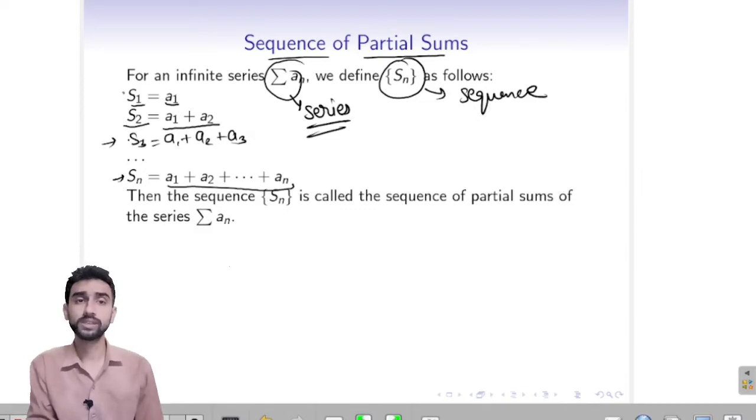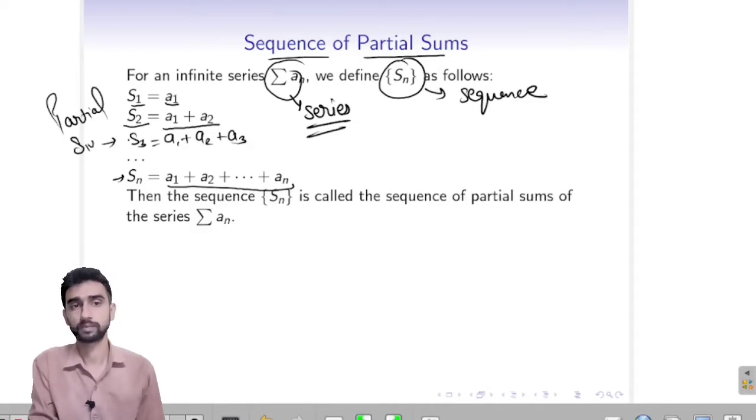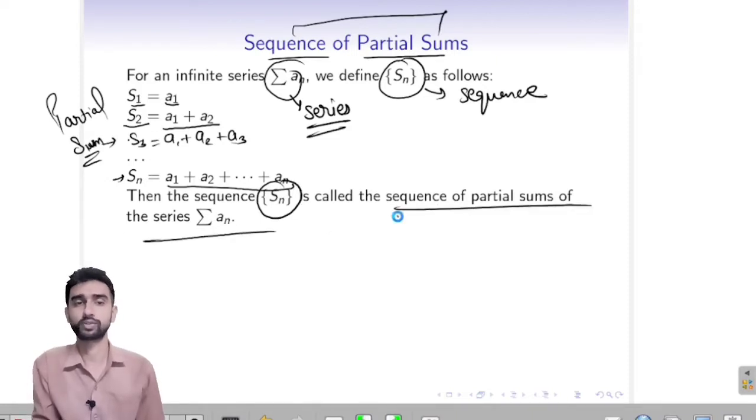So you can see what these are. These are sums of numbers, but they are not adding all the members of the sequence. They are adding partially. That's why it is called a partial sum, partial sum of any sequence. So this is called the sequence of partial sums. It is represented like this and it is called the sequence of partial sums of the series.